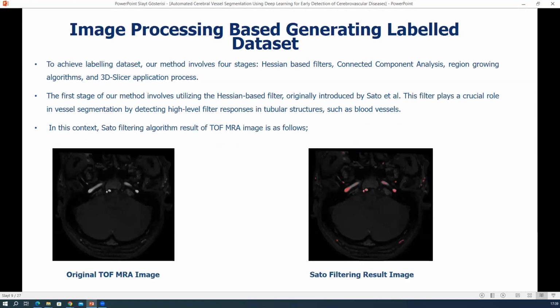Image processing based generating labeled dataset. To achieve the labeled dataset, our method involves 4 stages: Hessian-based filters, connected component analysis, gradient growing algorithms, and 3D Slicer application process. The first stage of our method involves utilizing the Hessian-based filter, originally introduced by Sato et al. This filter plays a crucial role in vessel segmentation by detecting high-level filter responses in tubular structures, such as blood vessels. In this context, the Sato filtering algorithm result of a TOF MRI image is as follows.